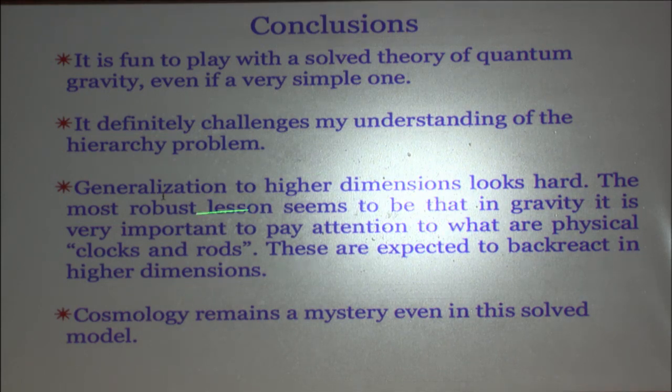And also, I think that technically we saw here that it's very important to think through what the physical observables are in a gravitational theory. These relational observables, which came out here, are what gave rise to the whole non-trivial gravitational dynamics here. And finally, cosmology remains a mystery even in this completely solved model. So there is a lot to be done for people here, even in two dimensions. Thank you.